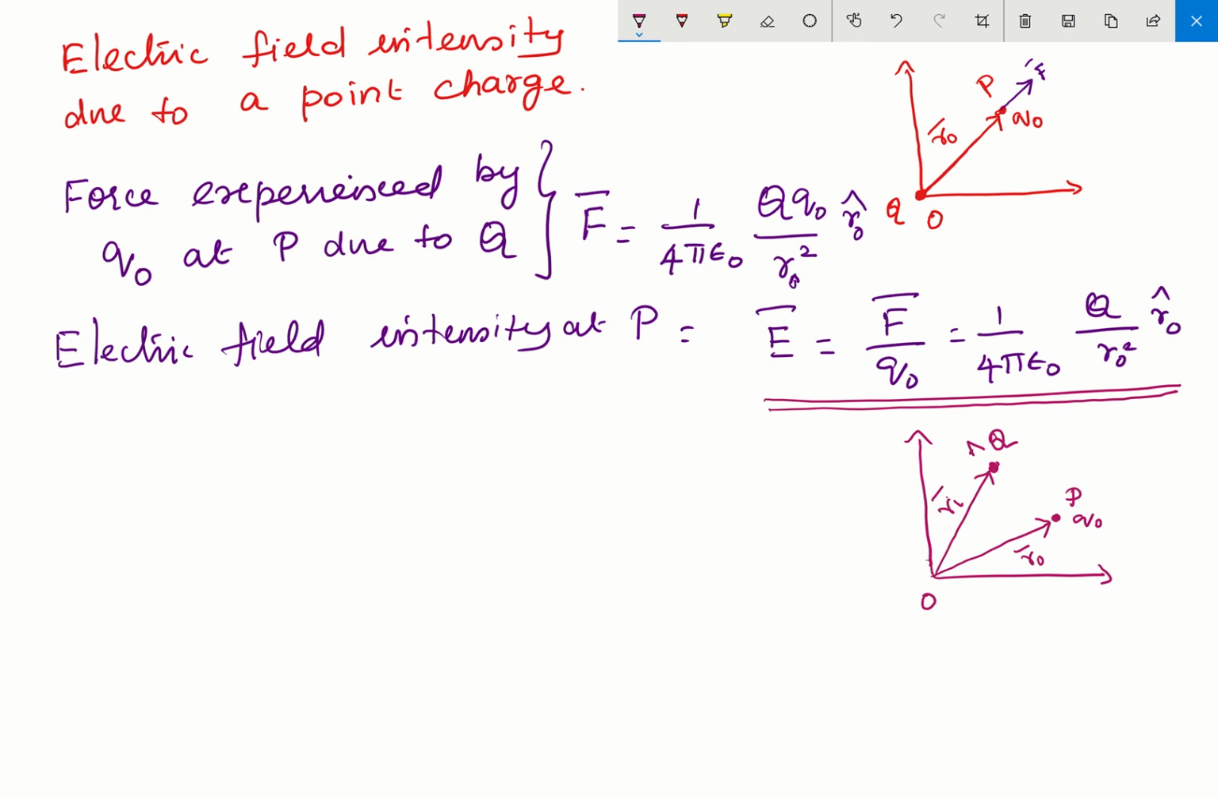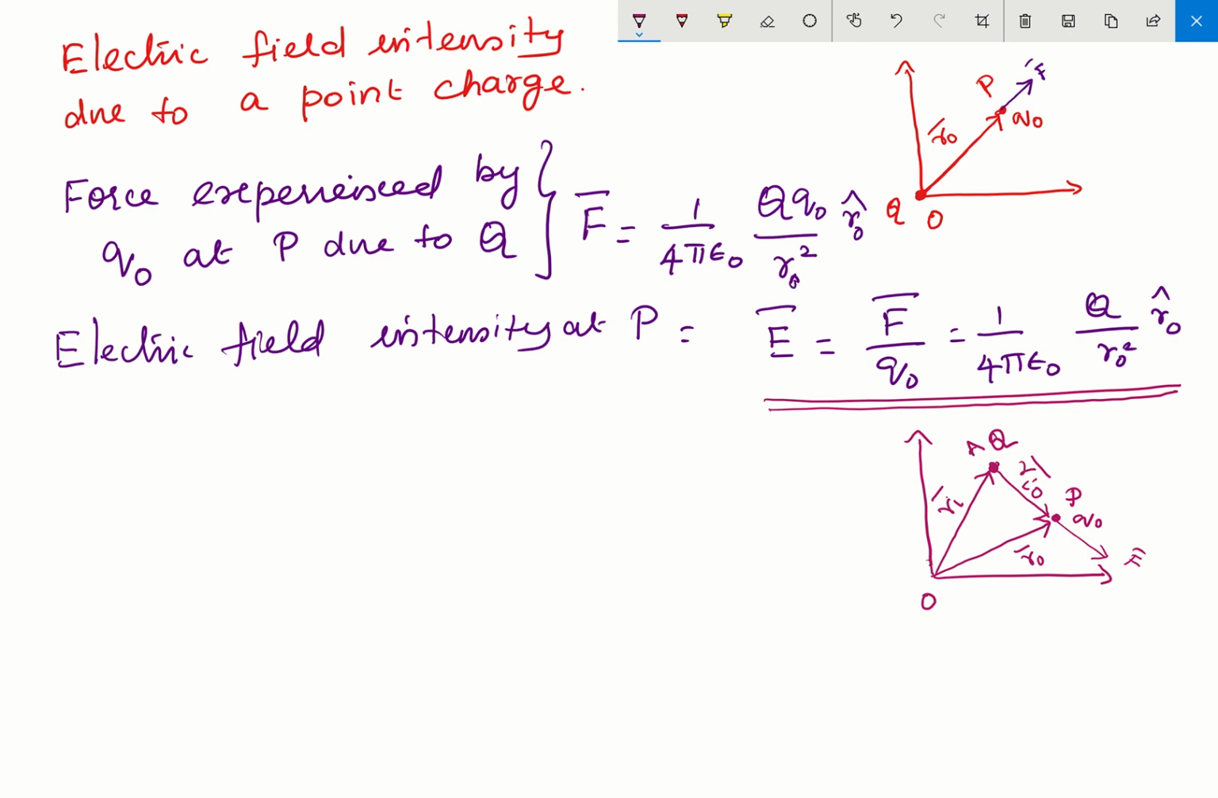Right. And therefore, what will happen? It will experience repulsion. Therefore, the force will be in this direction. Correct. And what is this portion? This vector is R i naught. This is enough to find out the electric field intensity.